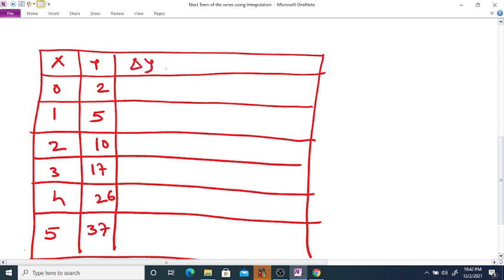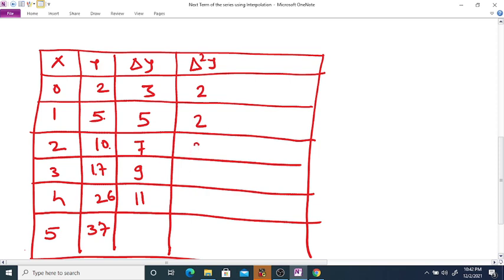So the first forward difference is 5 minus 2, it is equal to 3, 10 minus 5 is 5, 17 minus 10 is equal to 7, then 26 minus 17 is equal to 9, and 37 minus 26 is equal to 11. So the second order forward difference is 5 minus 3 is 2, 7 minus 5 is 2, 9 minus 7 is 2, 11 minus 9 is 2. And the next forward difference is 0, 0, 0.